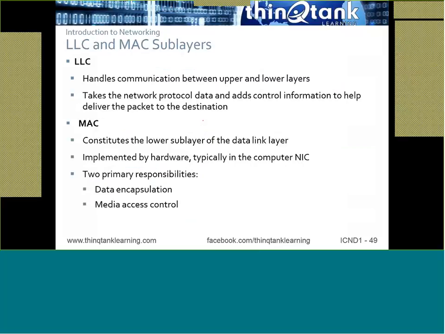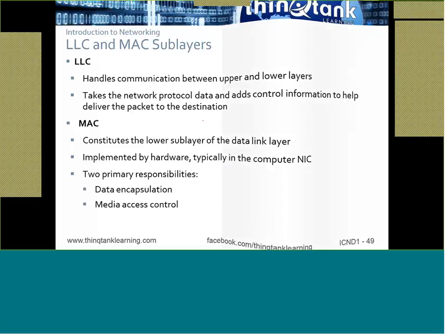And as I mentioned before, with 802.3, we have 2 sublayers. We have the LLC. Primarily, the purpose of the LLC is to handle communication between the upper and the lower layers. Upper meaning layer 3, lower meaning layer 1. The MAC sublayer handles data encapsulation as well as media access control, addressing, framing, converting information within the frame to bits to transmit over the physical wire. Okay?